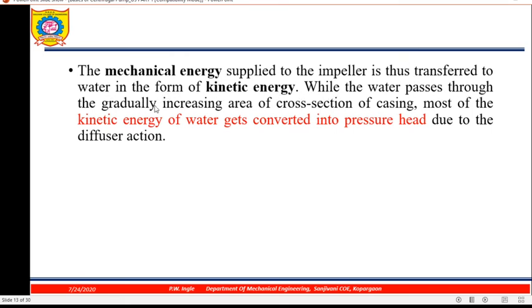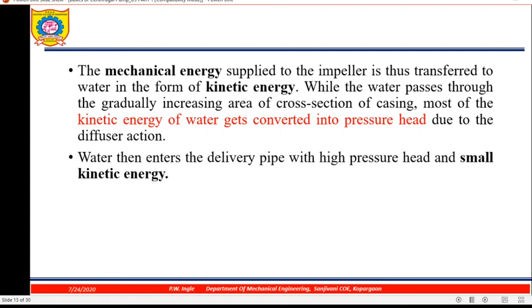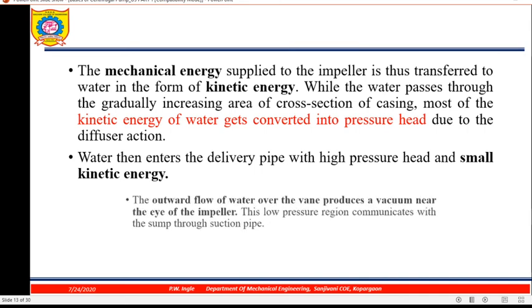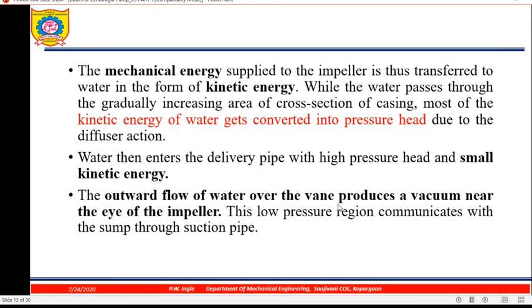Now, while water passes through the gradually increasing cross-section area of casing, most of the kinetic energy gets converted into pressure head due to diffuser action. So, in nozzle, kinetic energy increases; in diffuser, pressure energy increases. Water then enters the delivery pipe with high pressure head and small kinetic energy, and the outward flow of water over the vane produces the vacuum near the eye of impeller.